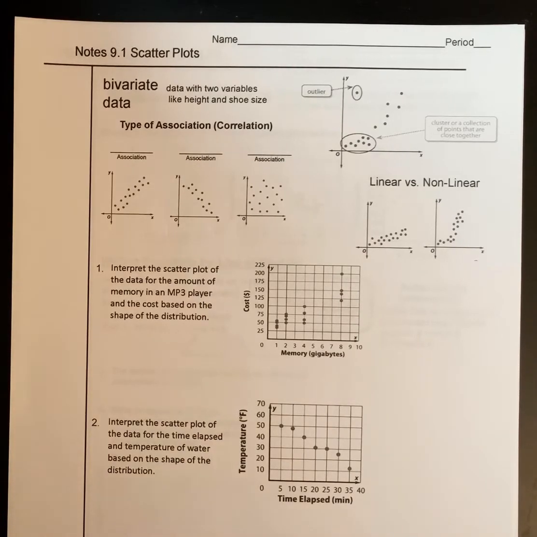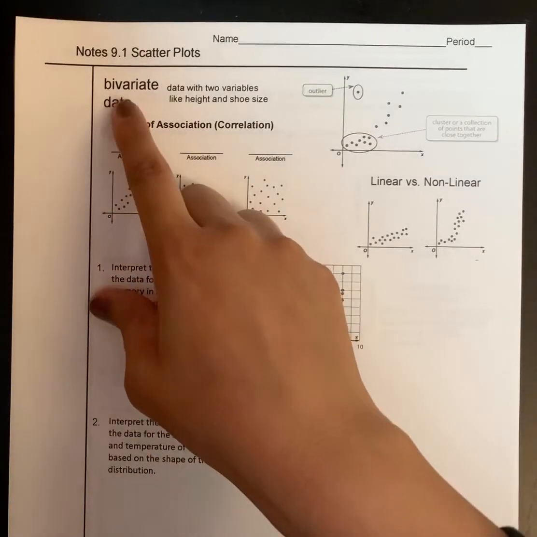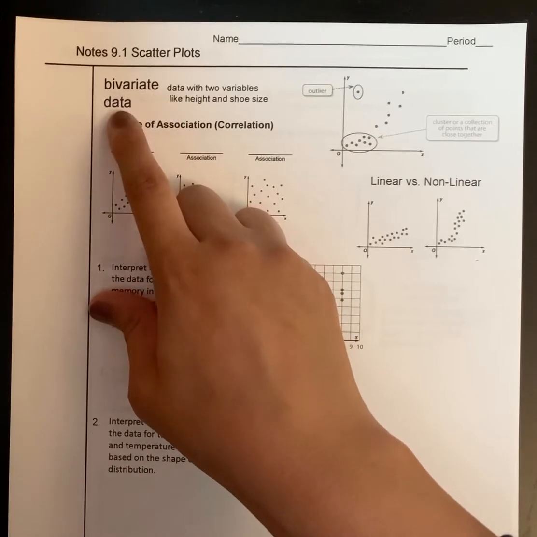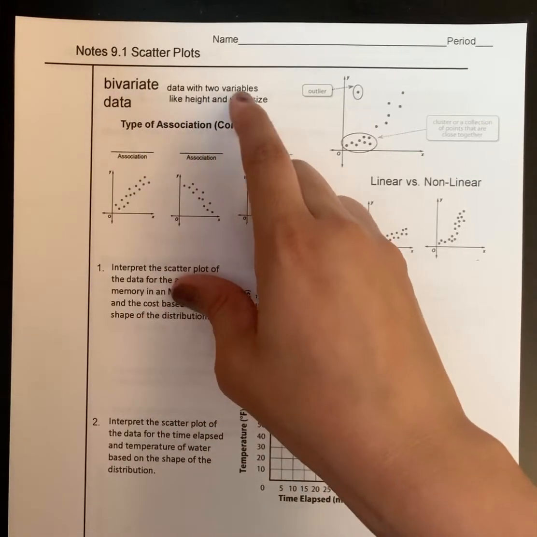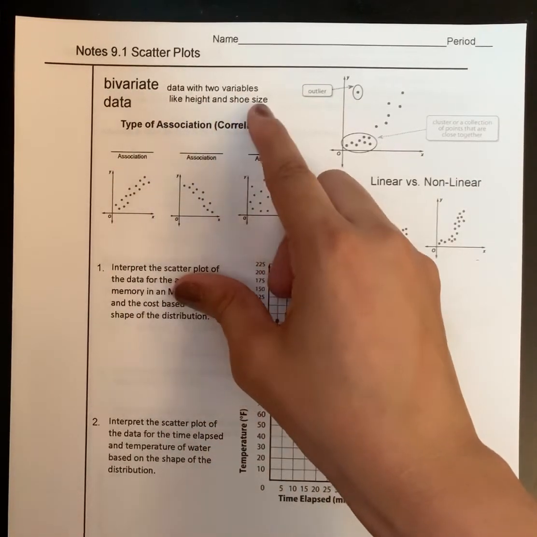So scatter plots, we're going to go back and revisit the idea of graphs. However, if you notice, there's a lot of dots and a lot of bubbles around this page. We're not dealing with lines necessarily. With scatter plots, we're dealing with data that involves measuring two different things. We're going to start by measuring bivariate data. This is data with two variables, like height and shoe size.